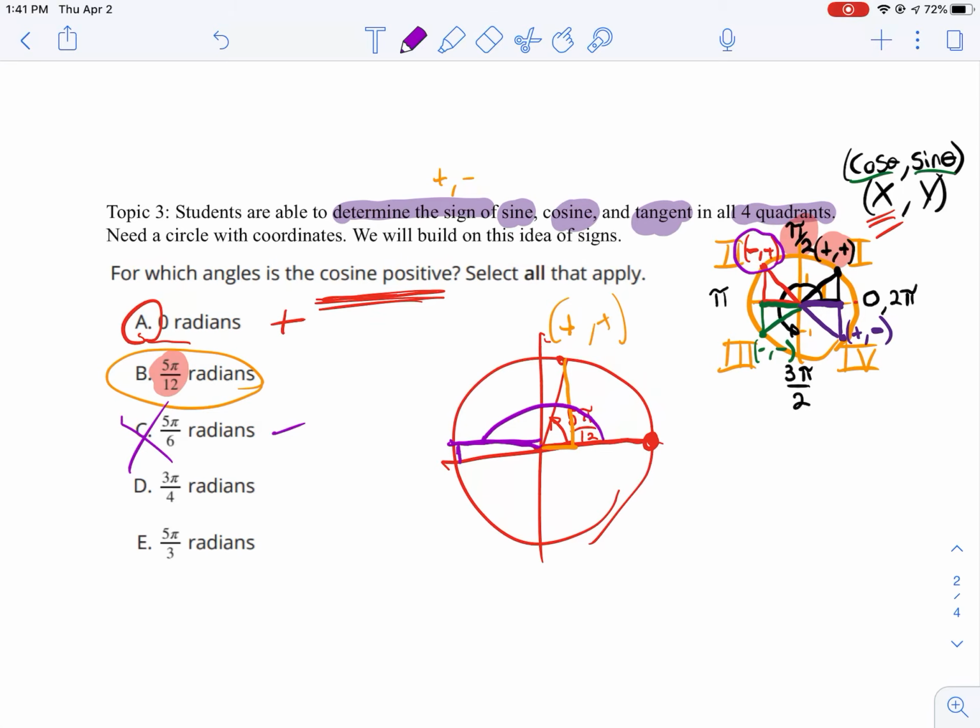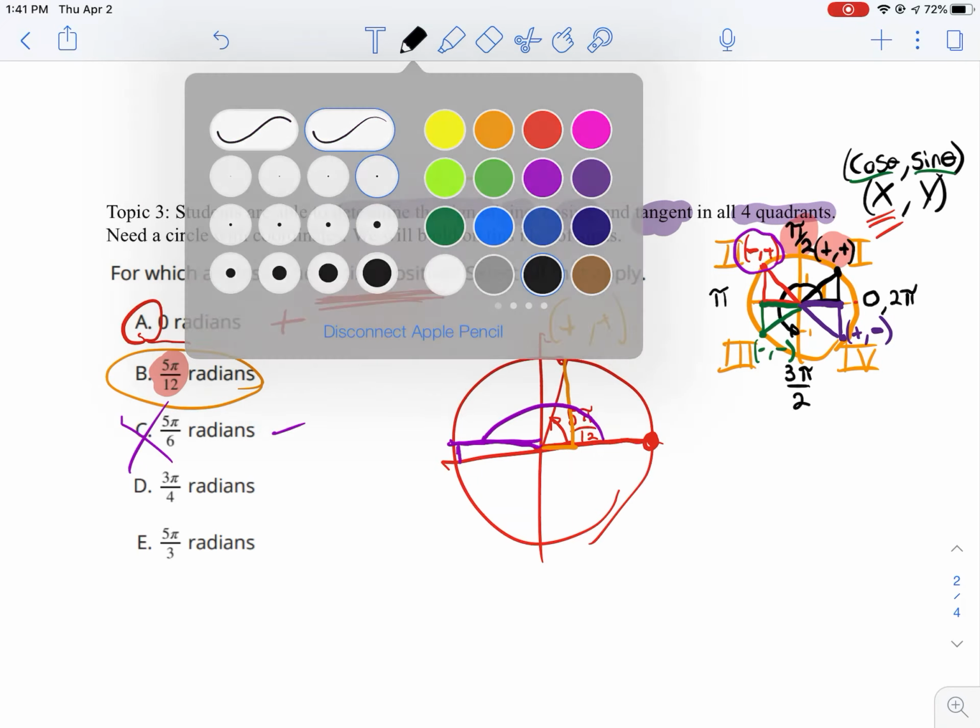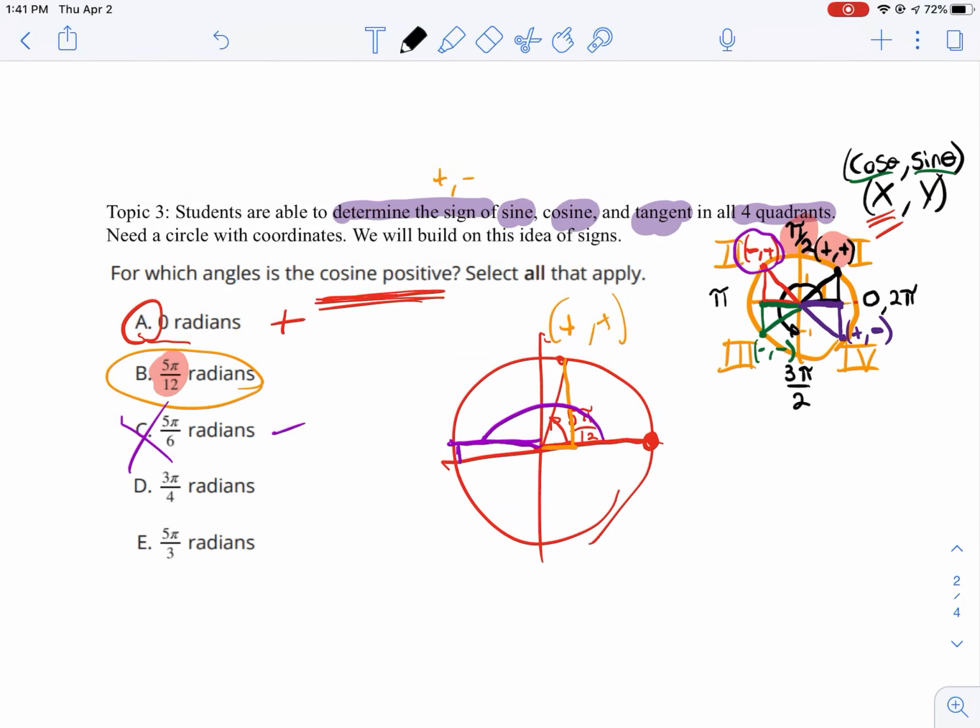3 pi over 4 is going to be bigger than half, pi over 2. So we're going to be somewhere over here. This is 1/4, 2/4, 3/4. And we're going to be in this quadrant. This is going to be 3 pi over 4. If you think about cosine in this quadrant again, it's still going to be negative.